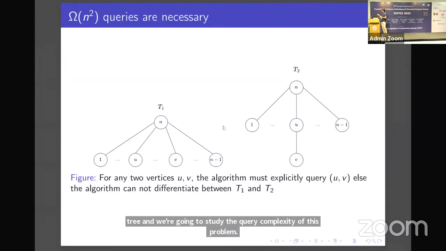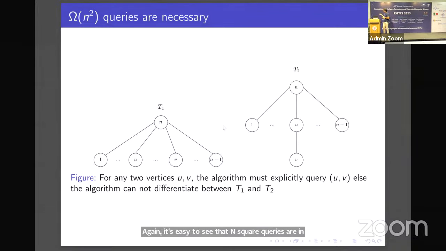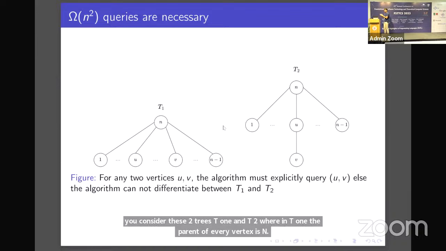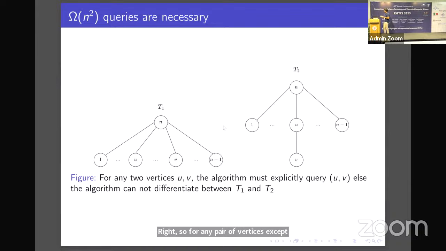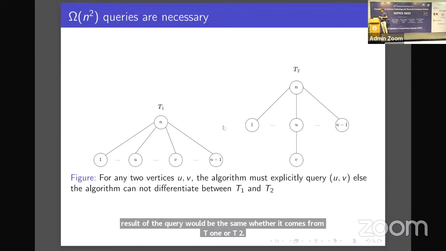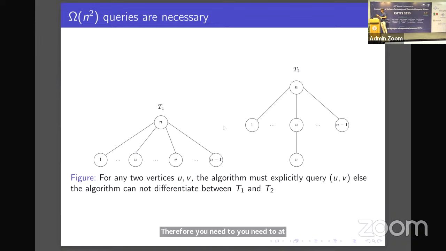Again, it's easy to see that n square queries are in fact necessary, because for any pair of vertices u comma v, consider these two trees, t1 and t2, where in t1 the parent of every vertex is n, and in t2 the parent of every vertex is n, except that the parent of v is u, right? So for any pair of vertices except u comma v, the result of the query would be the same whether it comes from t1 or t2. Therefore, any deterministic algorithm must query every pair explicitly in order to differentiate between these kinds of trees. And this can be trivially generalized to randomized algorithms also by using Yao's principle and generating random trees by just choosing u and v randomly, right?